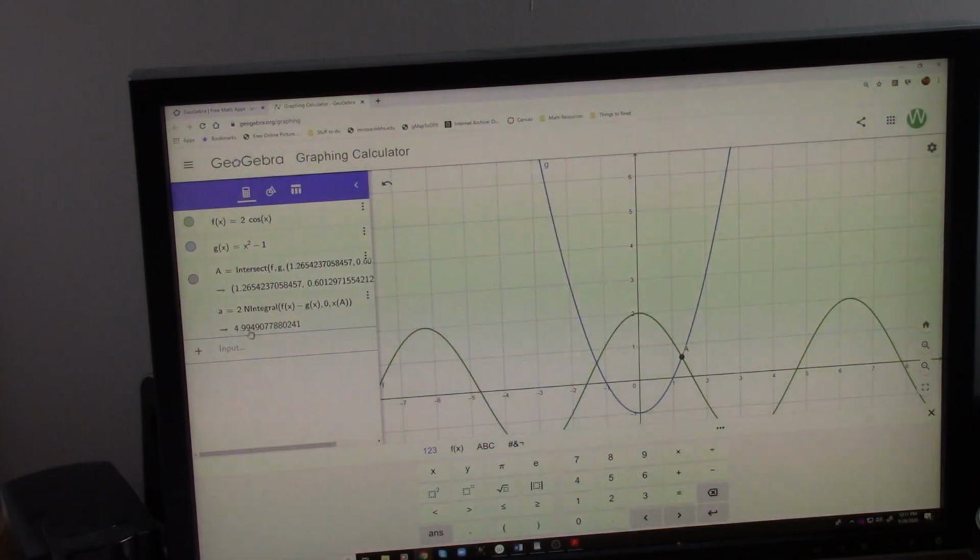Here we go, and the answer is 4.9949, blah, blah, blah. So it's very, very nearly 5, but not quite. I would report that answer as 4.995. Or you could say 5.000, but it's not quite 5. Okay, good. That problem is done, and we will now do another problem.